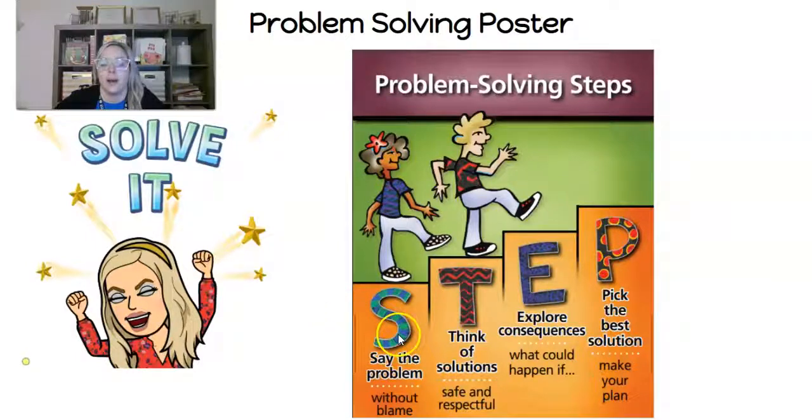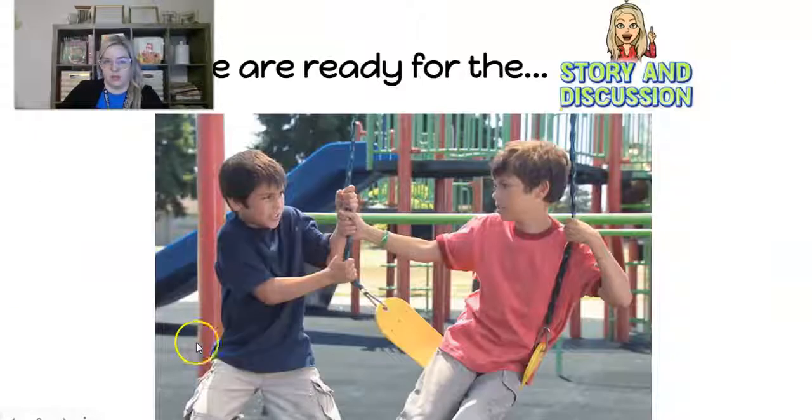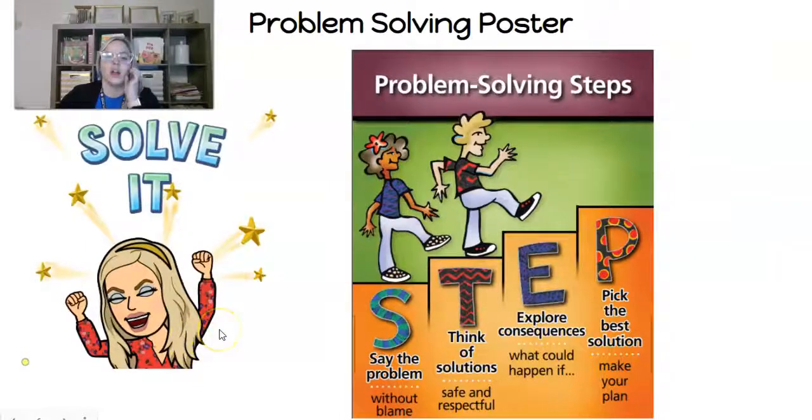So we would say stop, say the problem, and it's a friendship problem that might be like, a person that calls someone a name at recess. You could say the problem without blame. So we're not going to say, you do this to me. We're going to say the problem. I don't like it when I get called names. Please be safe. Please be kind.